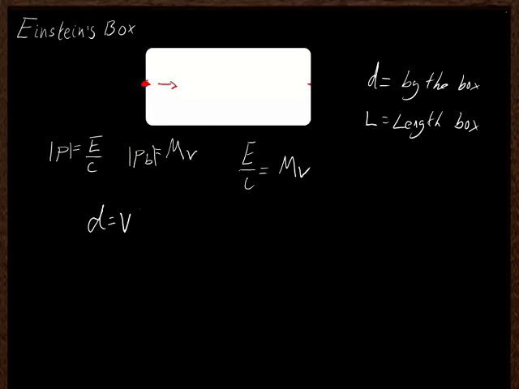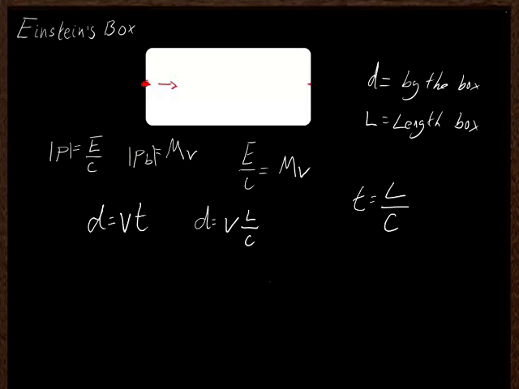That is equal to the speed that the box recoils at times the time, and the time for this happening is equal to the length of the box divided by c, because that's how long it takes for the photon to travel from one side of the box to the other. So we can replace vt by L over c.